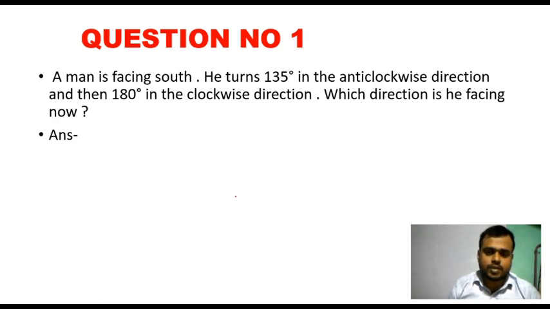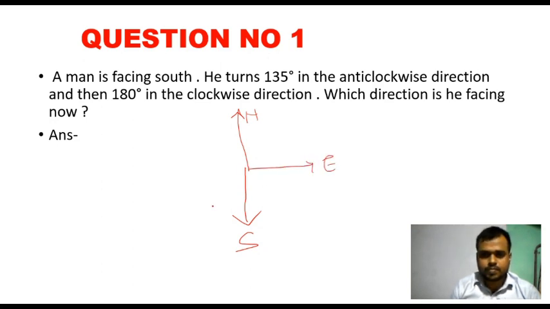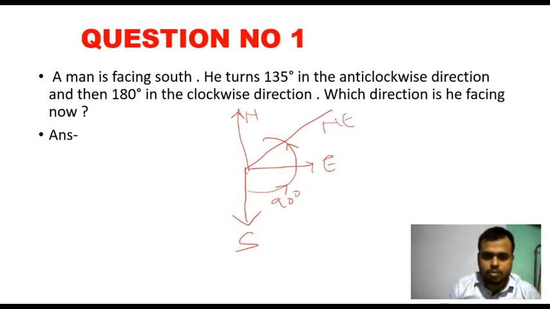Suppose the man is facing south, so we consider this as south. As this is south, the opposite part must be north, and this must be east. Now he turns 135 degrees in the anti-clockwise direction. Anti-clockwise means in this direction. We know the angle between east and south is 90 degrees. After that we consider 135, which means another 45 degrees, in this direction, so between north and east we consider the northeast. That means from south to northeast the angle is 135 degrees in the anti-clockwise direction.